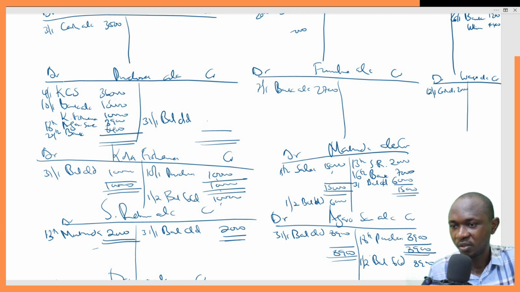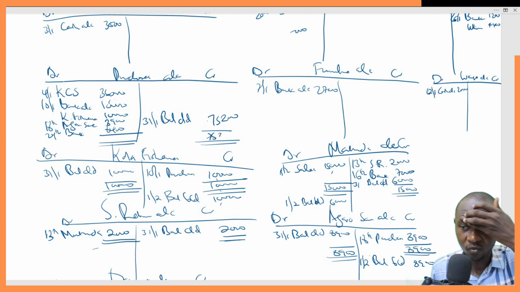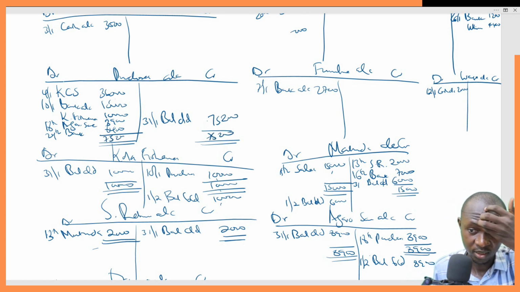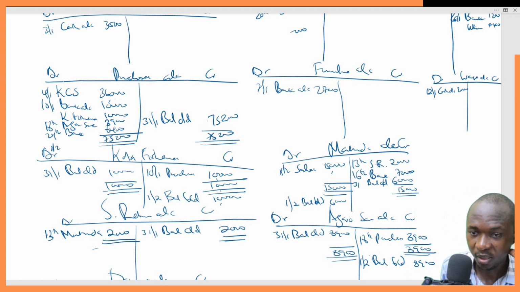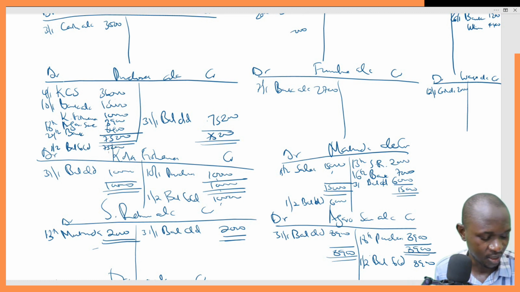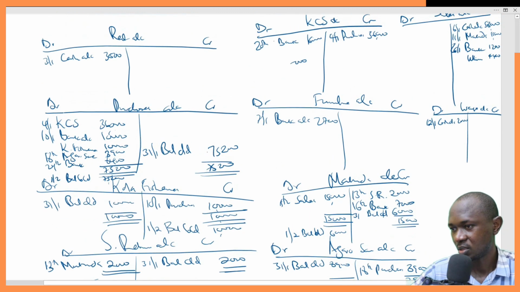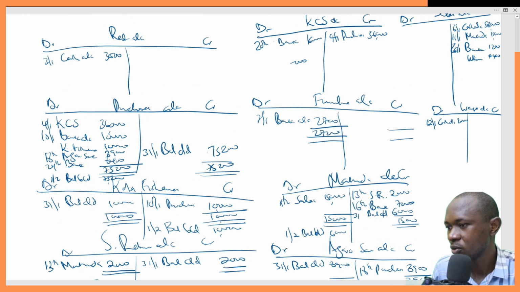Then you say 1st February balance brought down 75,200, and you can see it's a debit balance. It is a debit balance because purchases always a debit balance. So 27 balance carried down 27, and this is on 31st January. 1st February balance brought down 27, like that. Same thing here.